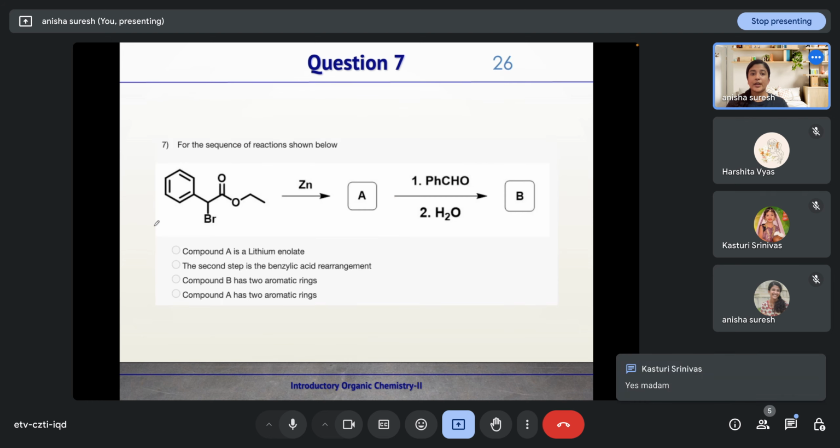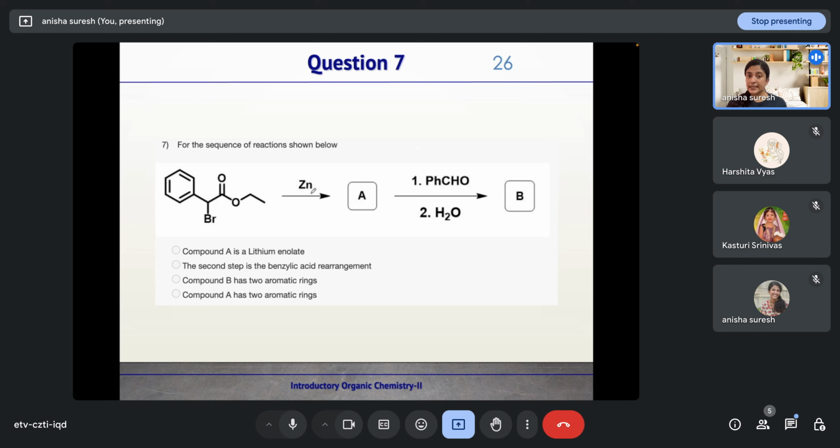Okay. Now coming to question number 7. For the sequence of reactions given below, four options are given. Compound A is a lithium enolate. The second step is a benzilic acid rearrangement. Compound B has two aromatic rings. Compound A has two aromatic rings. So four statements are given, out of which only one statement is correct.